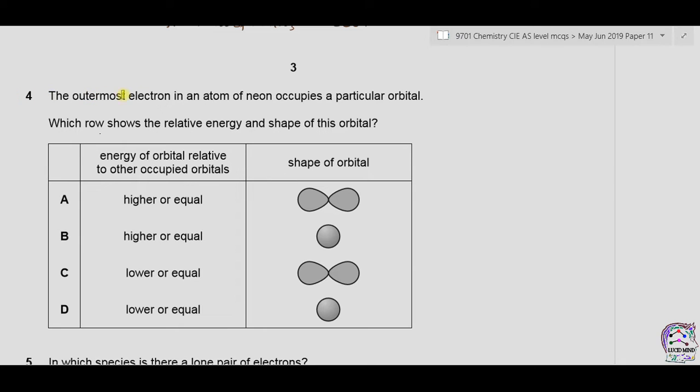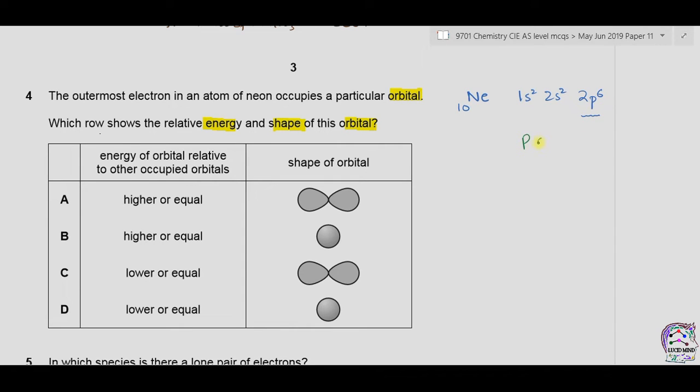Question 4. The outermost electron in an atom of neon occupies a particular orbital. Which row shows the relative energy and shape of this orbital? Let's do the electronic configuration of neon atom. For neon, the number of protons is 10. So we can write 1s2, 2s2, 2p6. Now we can see that the outermost electron is present in p subshell.